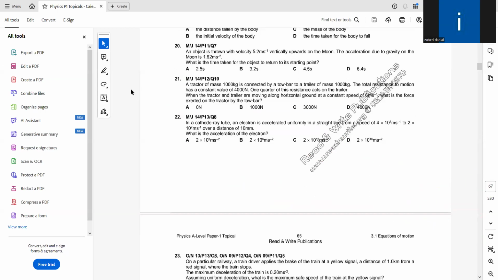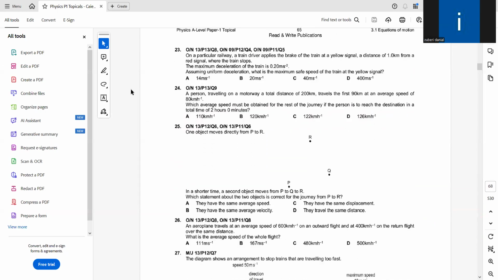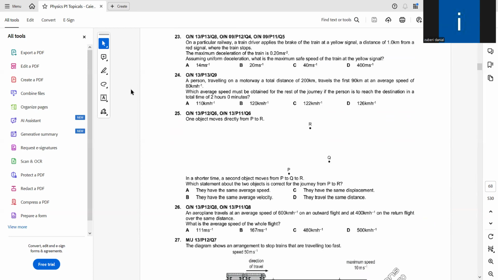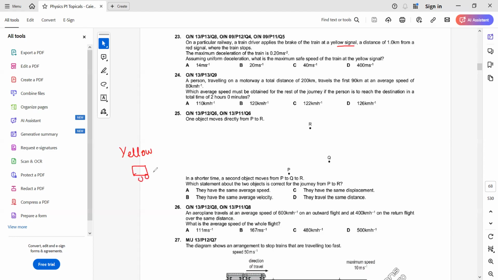Let's see what do we have next. So question number 23. Okay, so it says that on a particular railway, a train driver applies the brake of a train at a yellow signal. So let's say that's the yellow signal. So there is the train. So brakes are applied from yellow signal a distance 1 kilometers from a red signal. So that's we have a red signal here. So the distance between yellow and red is 1 kilometer, that's 1000 meters.